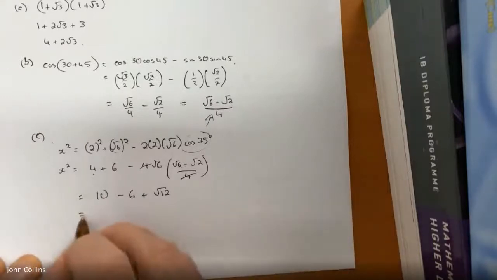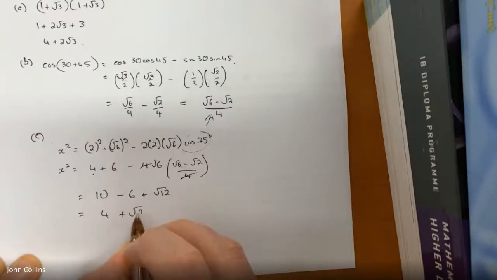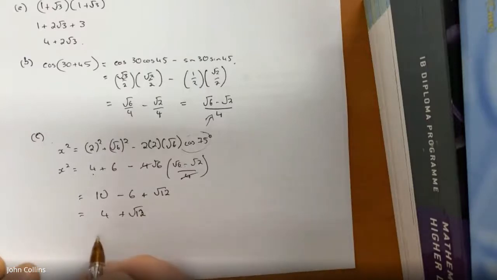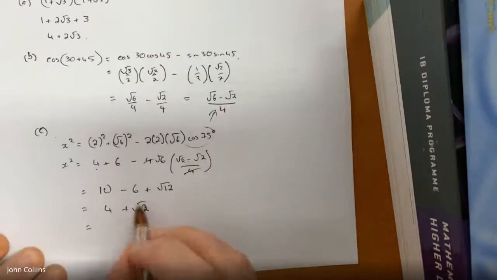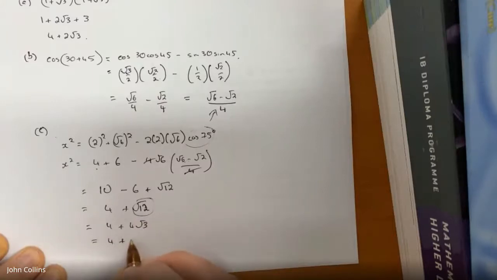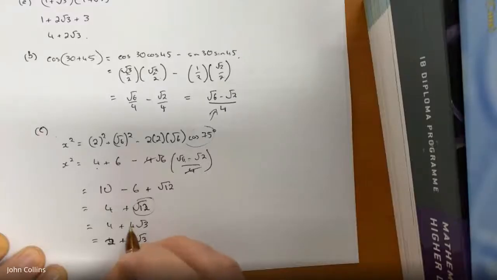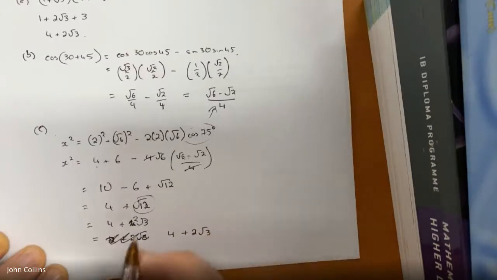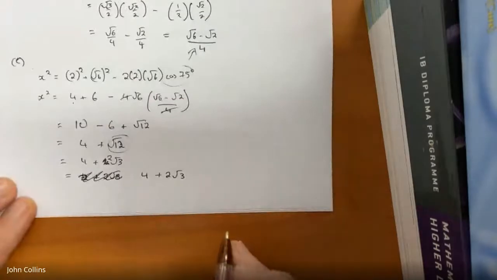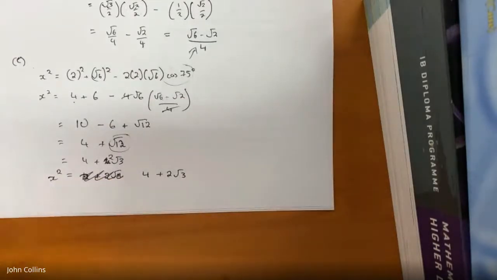Okay, put those together. That's 4 plus root 12, which equals, root 12 I could change to 4 plus 4 root 3, which equals 4 plus... How is it 4 root 3, sir? 2 root 3? Yep. Root 4 root 3 is what I meant to write there. Why did I do that? No, it's not. It's 4 plus 2 root 3, because it's root 4 root 3. Confused myself there. Okay, but that equals x squared, isn't it?